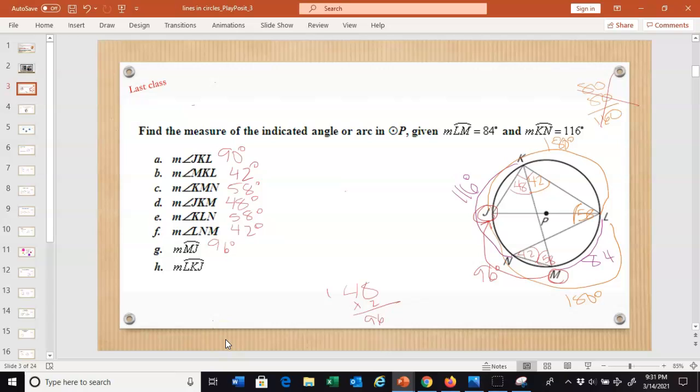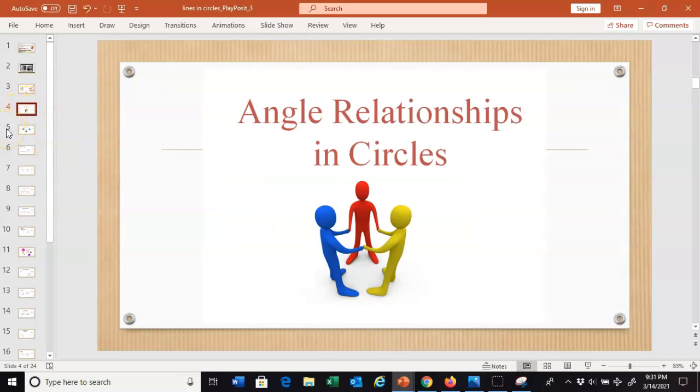Lastly, arc LKJ. That's half the circle, right? So we know that's going to be 180 degrees. I don't know about you guys, but sometimes these problems can be a little confusing because they're all jammed on one circle and there's a lot going on. So I personally feel like it helps to work through the circle as much as you can and then see if you can answer the questions. It's like a big puzzle.